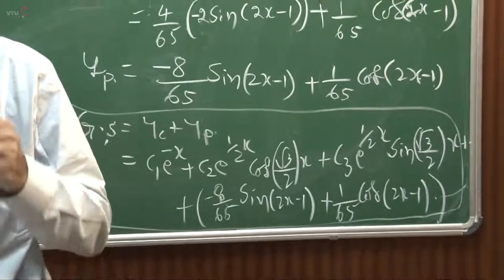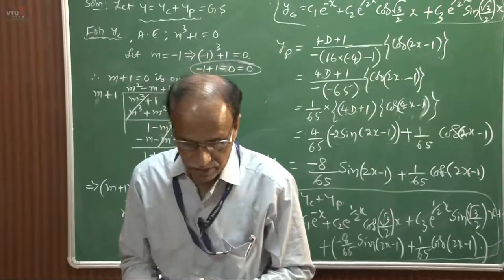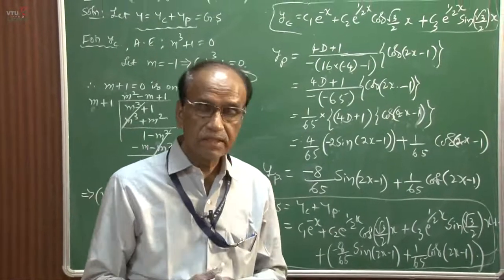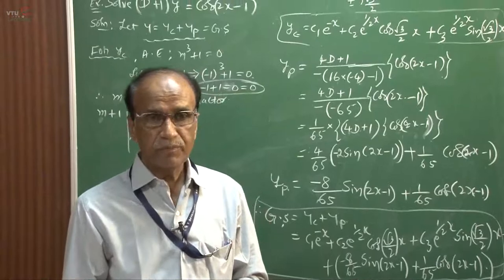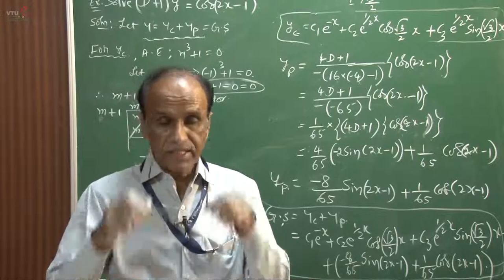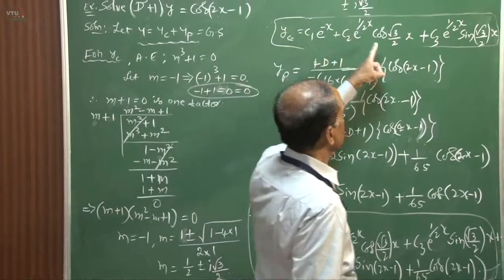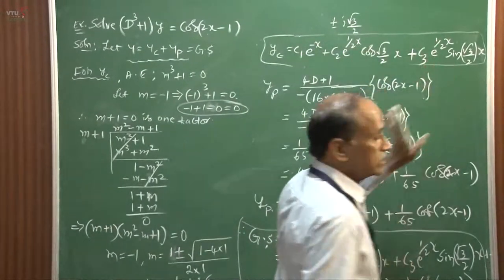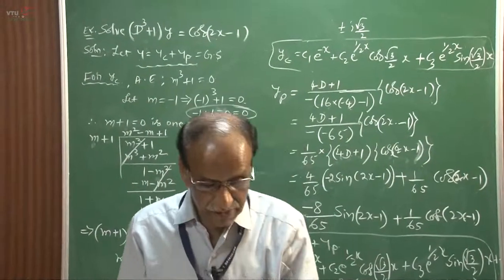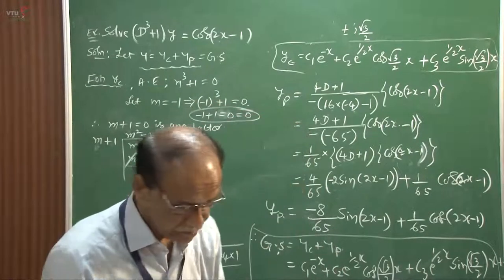Similarly, another example I will be taking is for d cube plus 1. So d cube plus 1 takes a third degree auxiliary equation, as it is a third order derivative. A third order differential equation gives a third degree auxiliary equation, so you must expect three constants c1, c2, c3 and three roots. These are the three roots which you got. Now I'll go to another type of example where the exponential term is also there and a sine trigonometric function.